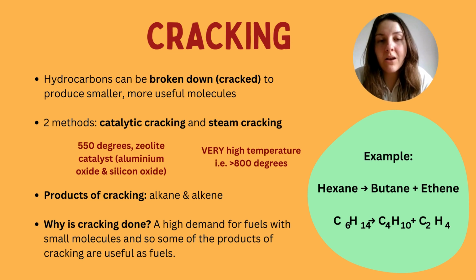In the case of hexane being cracked into butane and ethene, you can see butane has 4 carbons. You can see ethene has 2 carbons. The difference here is this particular example is already balanced. You can see the number of carbons on either side of the arrow equal the same amount, same with the hydrogens. But just be careful in the exam, they could ask you to do that.